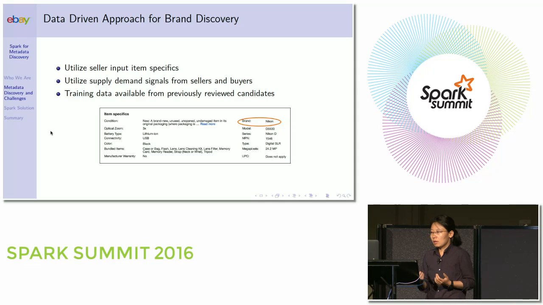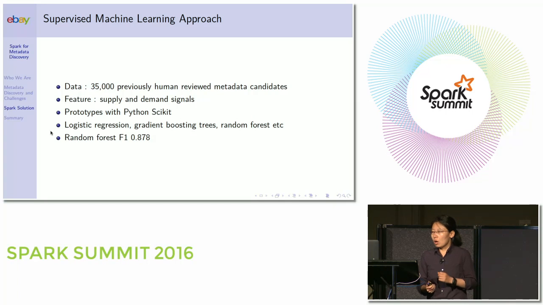And also, we have data, as we've been doing human review for a while. So we have accumulated those reviewed candidates, with decisions, whether it's approval or rejection, and the reasons for the rejections. So we can utilize those reviewed candidates as training examples. So we have the hypothesis and we also have the data.